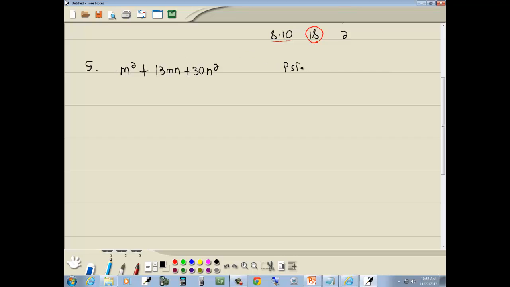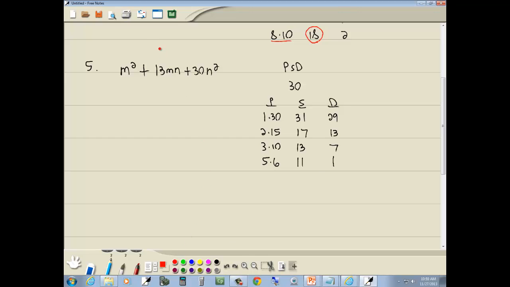So we'll use PSD. We'll take our number at the end, which is a 30, come up with our 3 columns. We got 1 times 30, 2 times 15, 3 times 10, 5 times 6. I guess that's everything. Add them. 1 plus 30 is 31. 2 plus 15 is 17. 3 plus 10 is 13. 5 plus 6 is 11. Difference column. 30 minus 1 is 29. 15 minus 2 is 13. 10 minus 3 is 7. 6 minus 5 is 1.